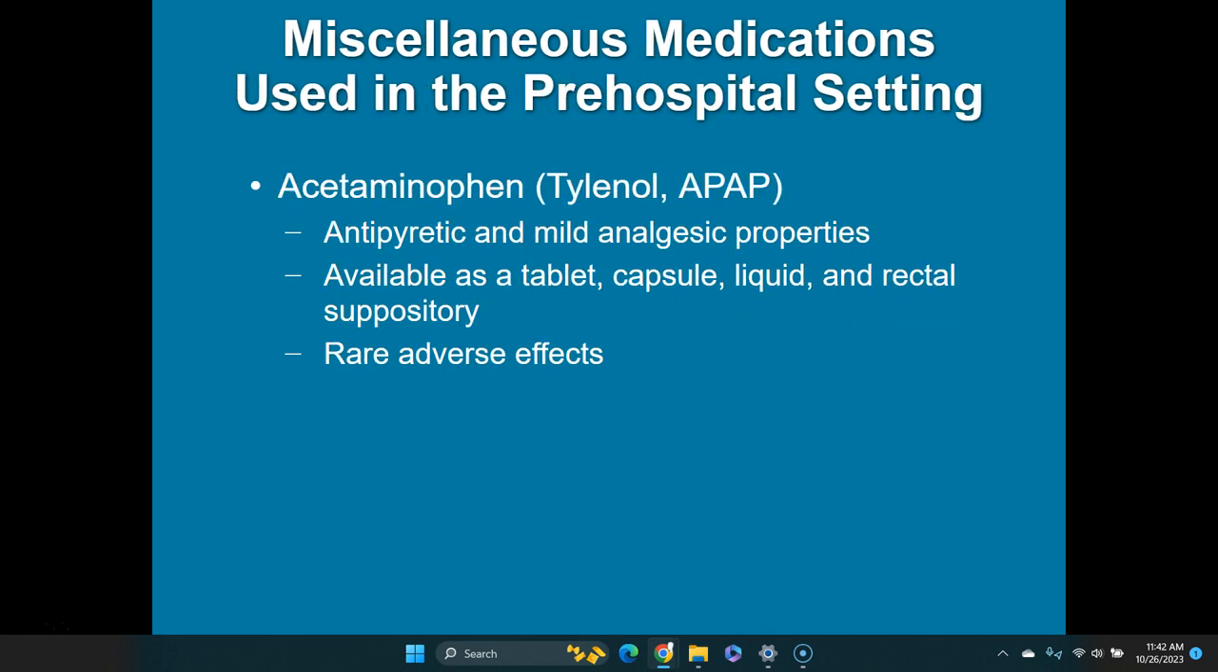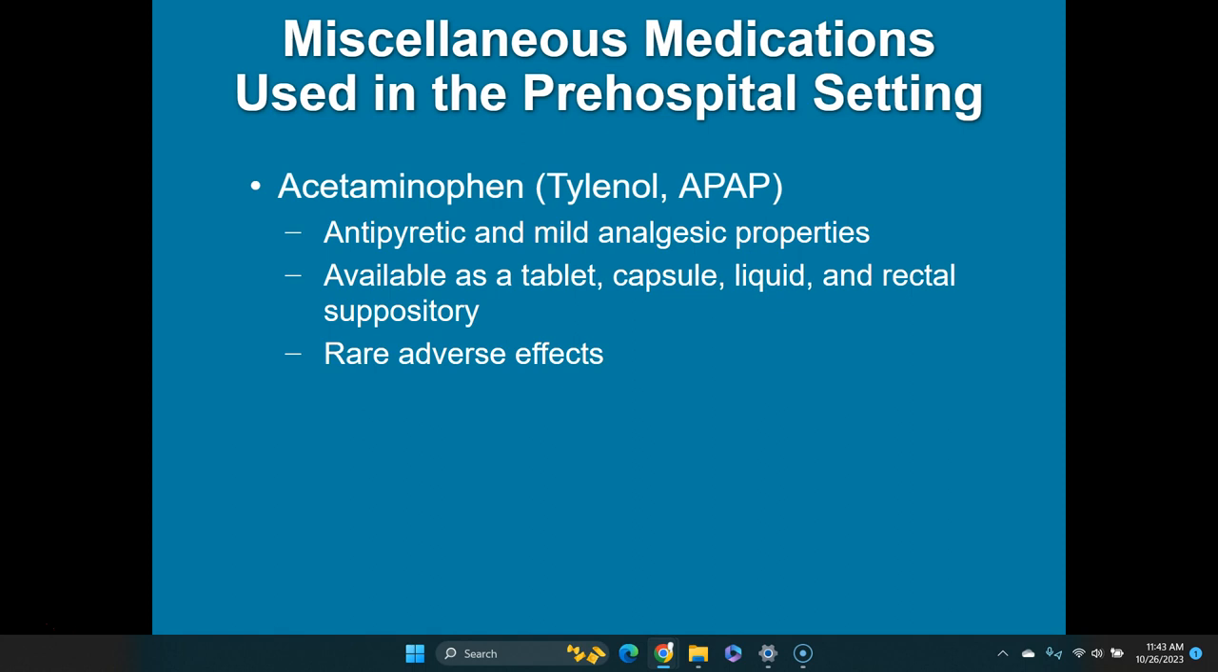Tylenol. I think we all know Tylenol. It is an antipyretic and has analgesic effects. You can find it in all sorts of different forms. Relatively safe. It is a heavy hitter on the liver. So if someone's in liver failure, it's not something you want to give because it can harm them. And if someone overdoses on Tylenol, it is primarily going to damage the liver long term.